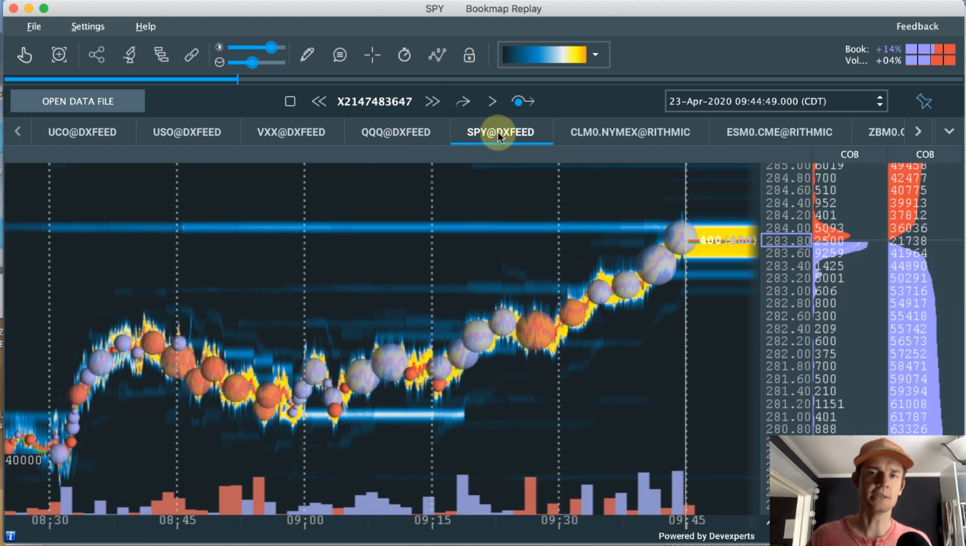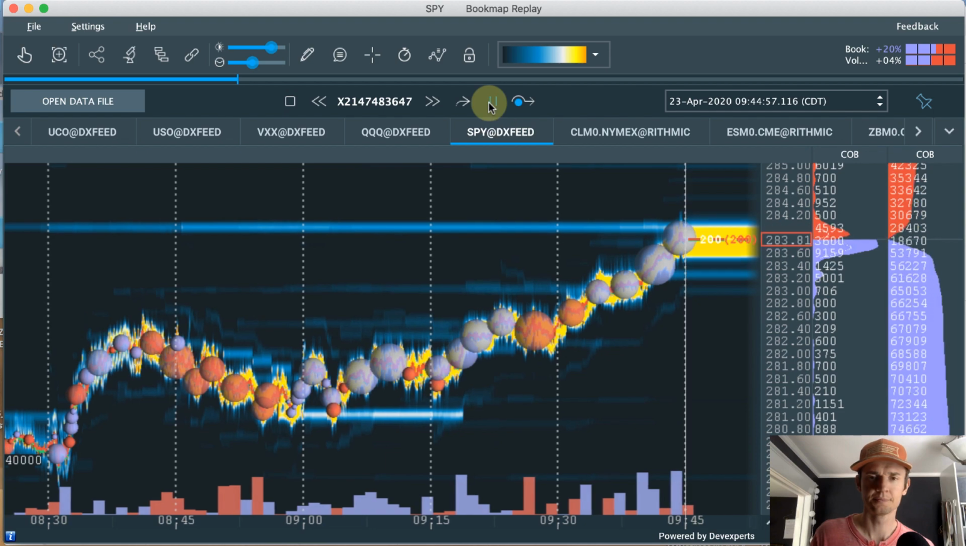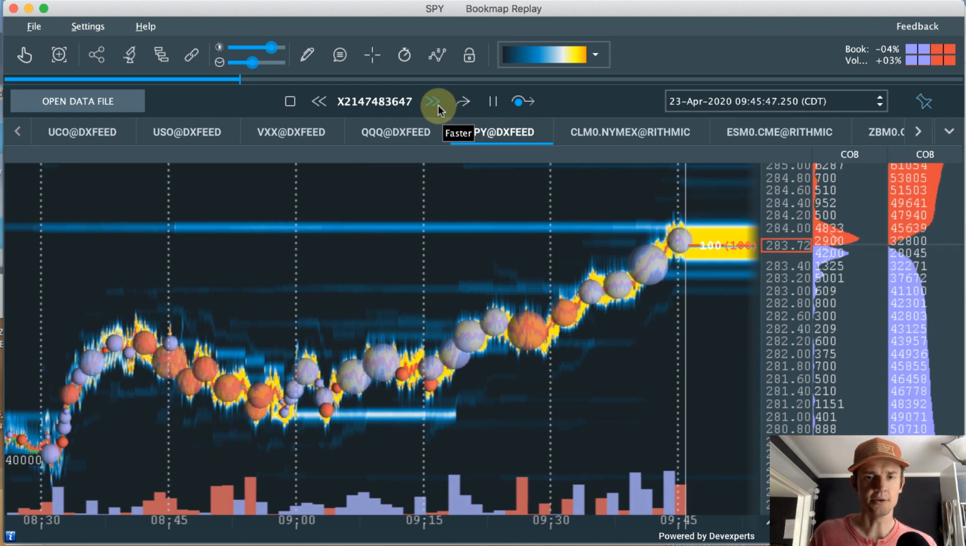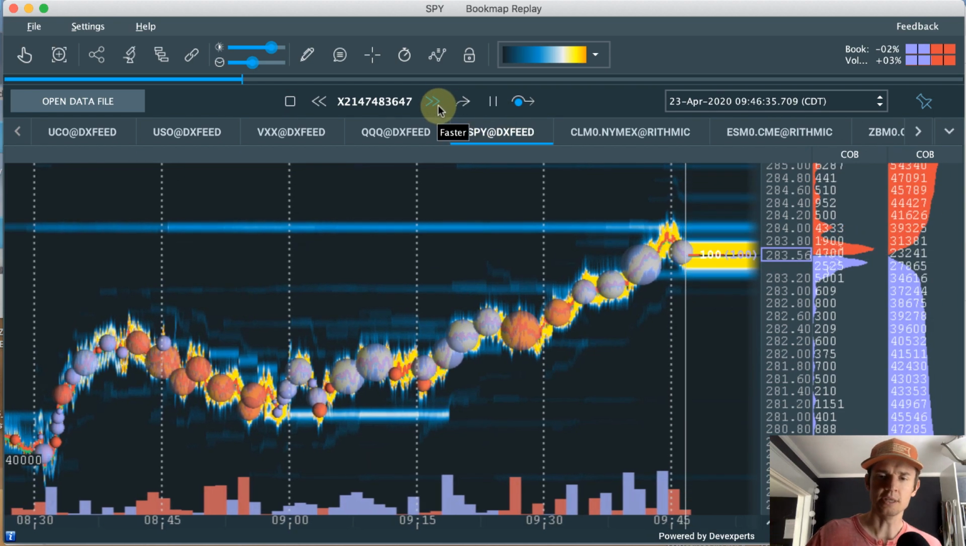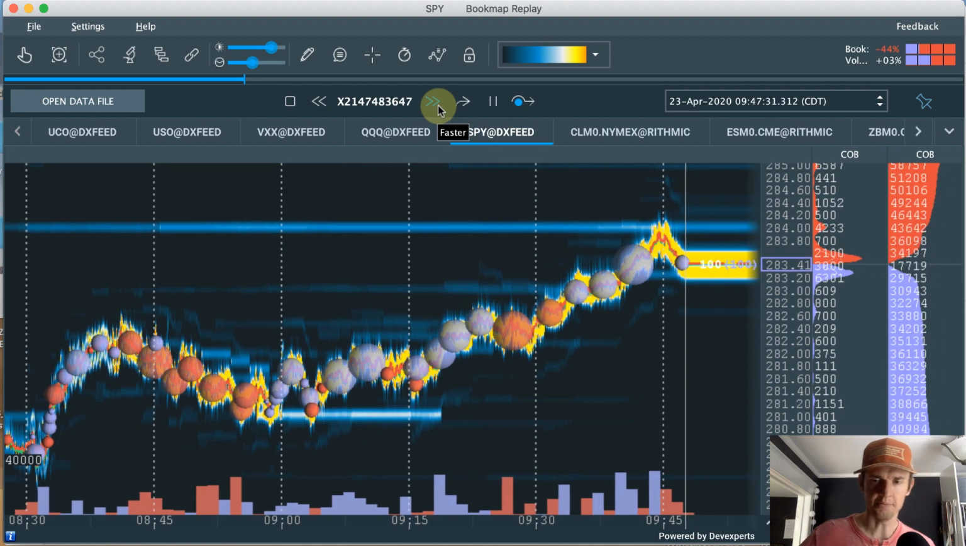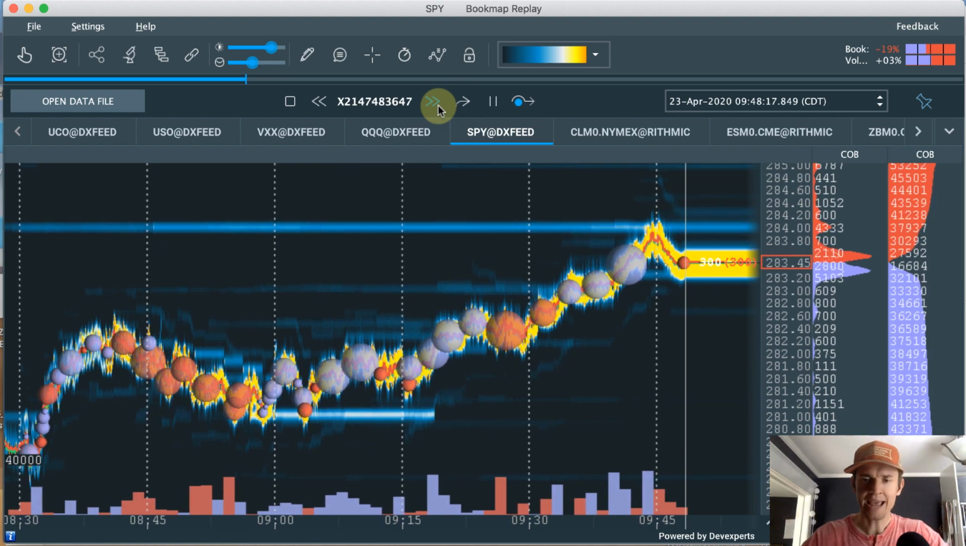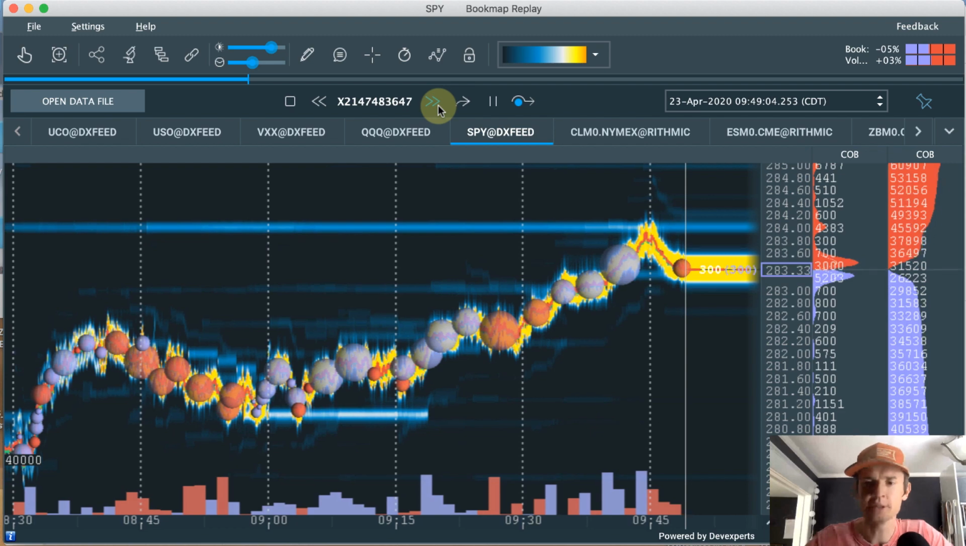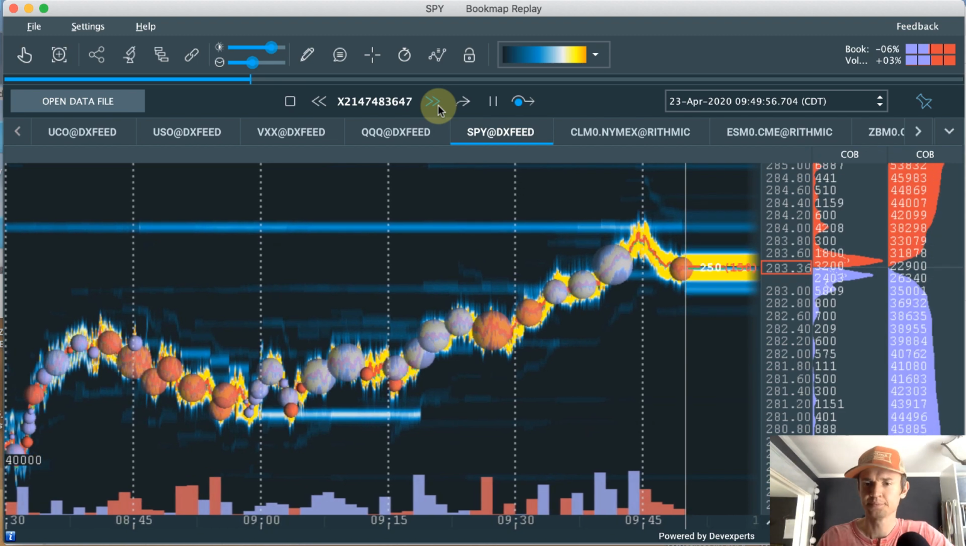So since the SPY is the one that's really interesting right here, we're going to play this out at multiple times speed, so we don't have to sit here all day. And then we'll get into the nitty-gritty, the bells and whistles of Bookmap, all right? But you just have to see this play out before you can understand the importance of what we're looking at.